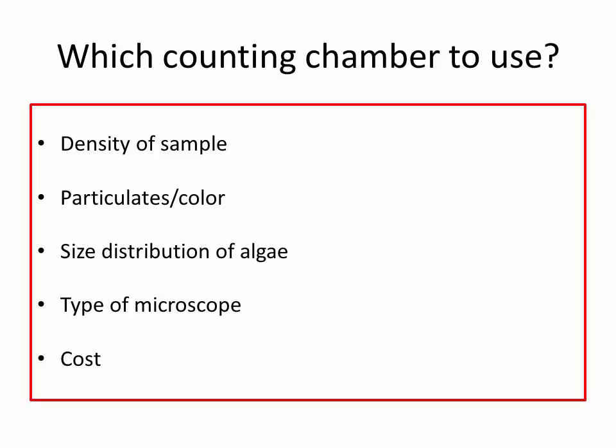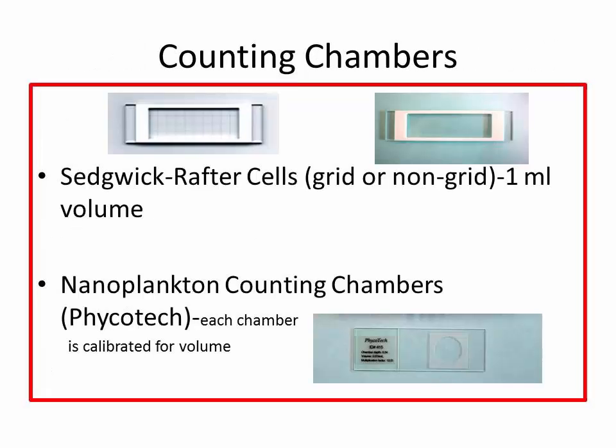So here's a few examples of counting chambers. Something called the Sedgwick Rafter counting chamber. It's just a slide, and they've glued some plastic on here. This one has a grid so that you can keep track of where you're counting, because believe me, your eyes start to wander. But here's one that's not gridded, and typically these are 1 mil, and this is the case where you're counting everything that's in a mil, usually. I don't use that.